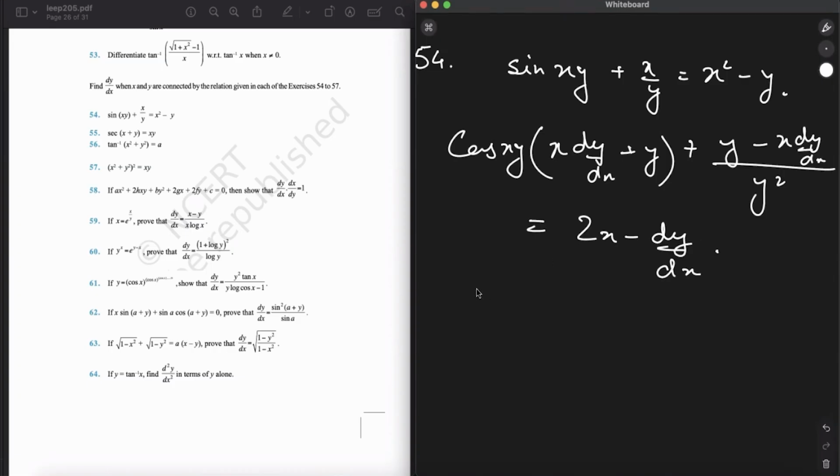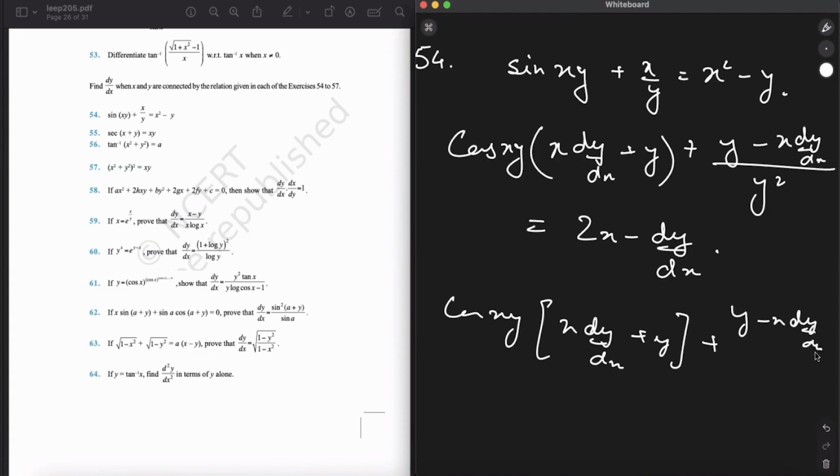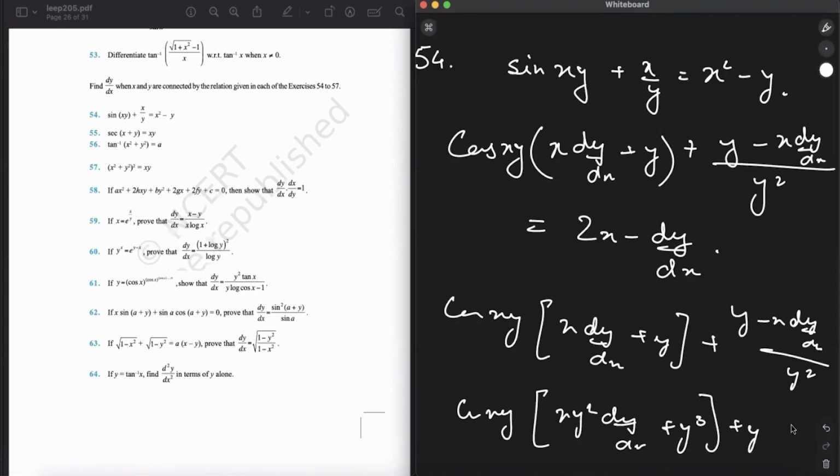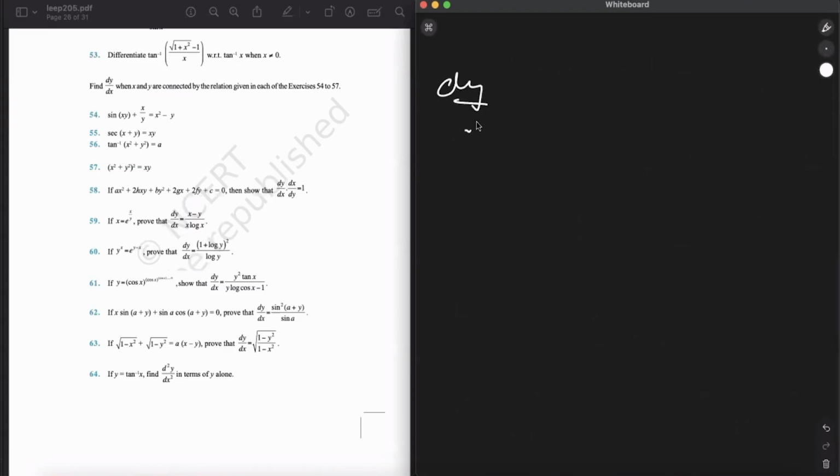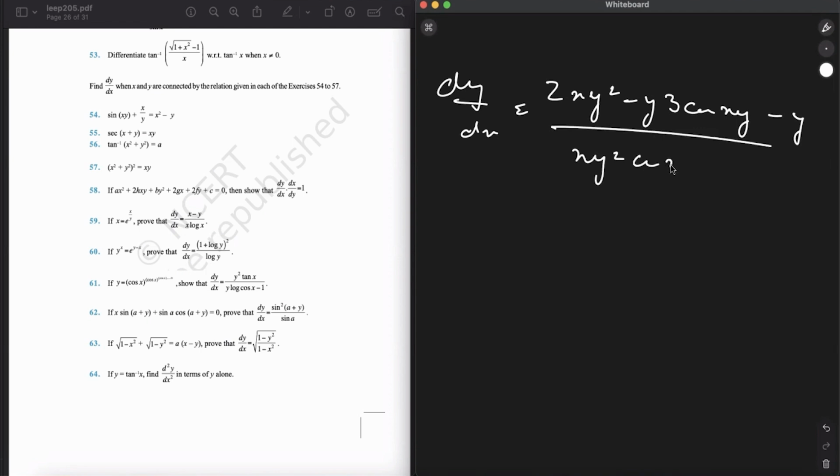तो अपॉन सॉल्विंग क्या मिलेगा इसमें? cos xy x dy by dx plus y plus y minus x dy by dx अपॉन y स्क्वायर. इतना पार्ट है, इसको हम लोग लिख सकते हैं cos xy xy स्क्वायर dy by dx प्लस y क्यूब प्लस y माइनस x dy by dx. ठीक है. dy by dx दोनों तरफ से कॉमन ले लेंगे तो we'll be left with 2xy square minus y cube cos xy minus y all divided by xy square cos xy minus x plus y square. ये हो गया हम लोग का आंसर.